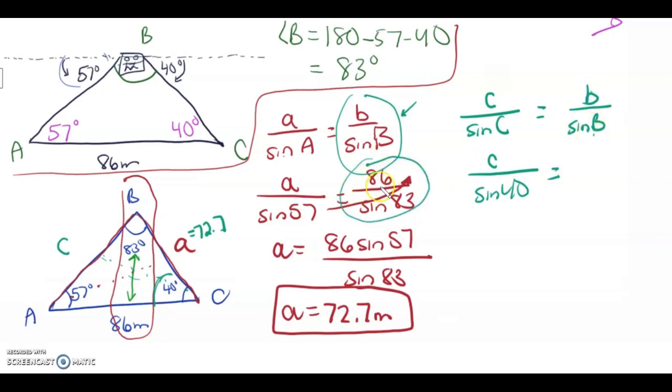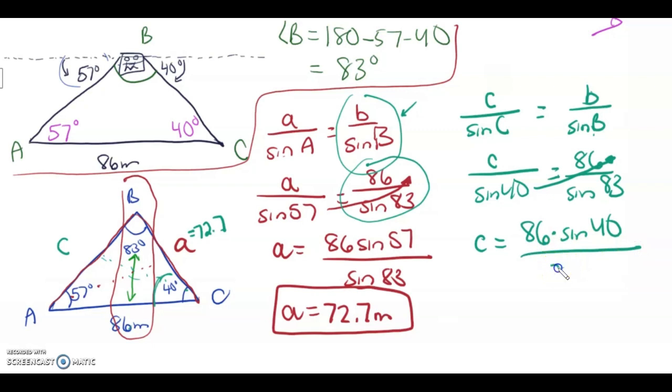And the B over the sine B, we already did all the work for this. We can take a look at our previous calculation, or we can go back to the drawing and see that side B is 86 over sine, and then the angle B is 83. To get C, we want to cross multiply the sine 40. So we get 86 sine 40 over sine of 83. When we put this all into our calculators, we get 55.7 meters.